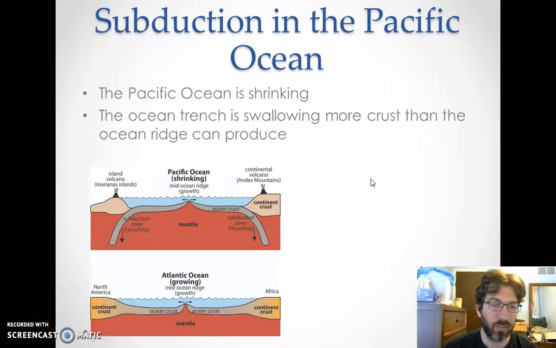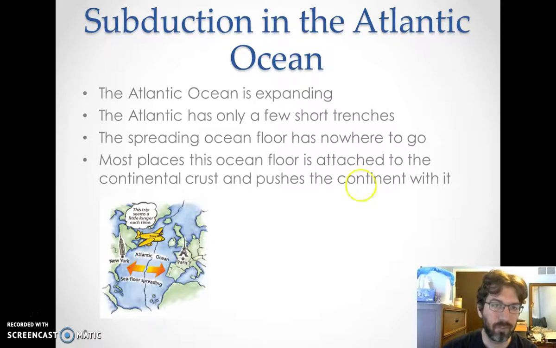On the other side, the Atlantic Ocean is actually expanding. This is because we don't have those trenches on the sides of our Atlantic Ocean, so we don't have those subduction zones as in the Pacific. In this case, we're just going to keep pushing and pushing, and it's not going to be turned back in, so therefore it expands. The continental crust is sitting on top of the oceanic crust, so the continents are then going to move with that.